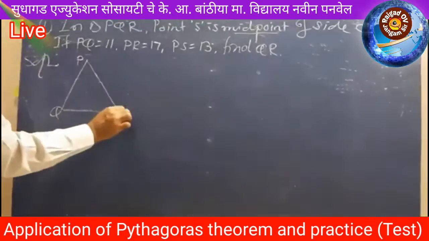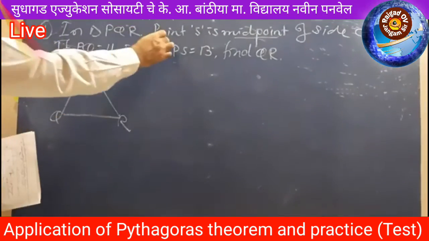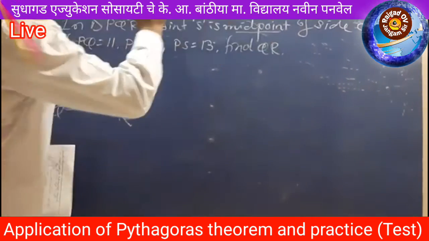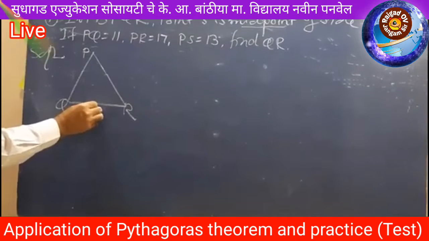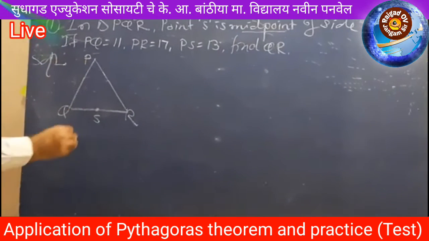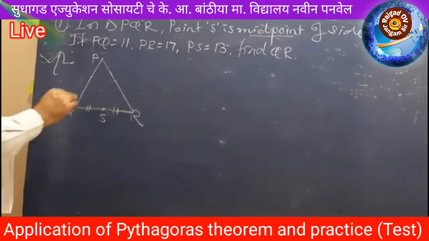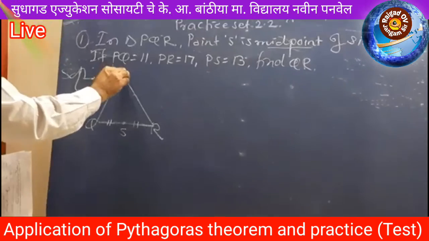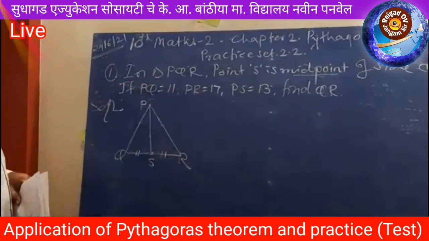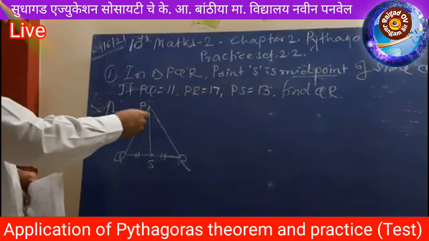These are the vertices of triangle PQR. Point S is the midpoint of side QR. Where is QR? Here is QR. This is point S, the midpoint. That means QS is congruent to SR. Then join PS. This is the median. And now we can write Apollonius theorem.